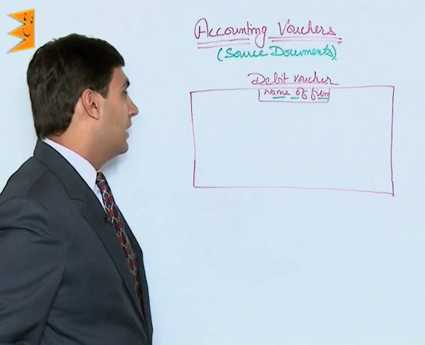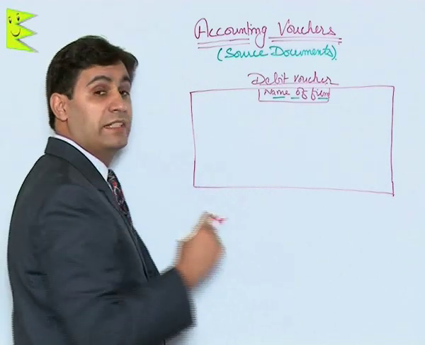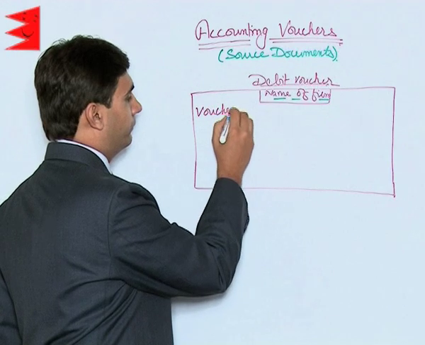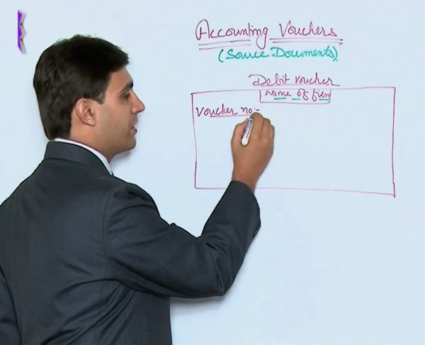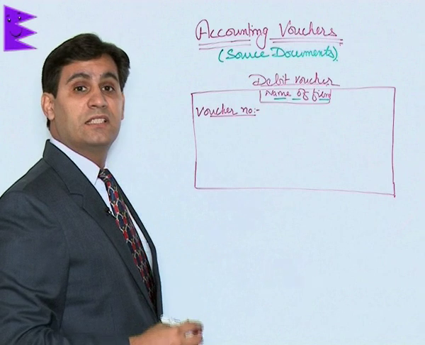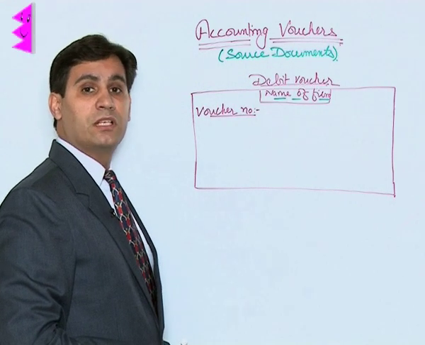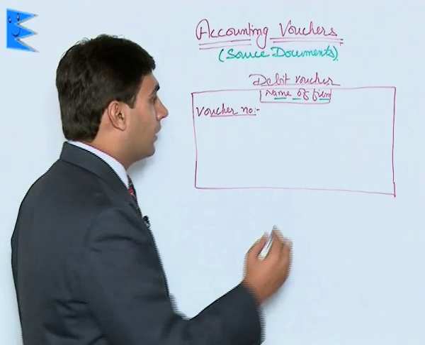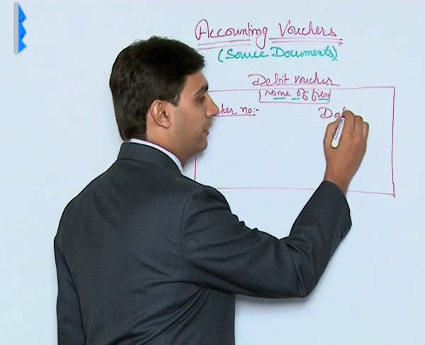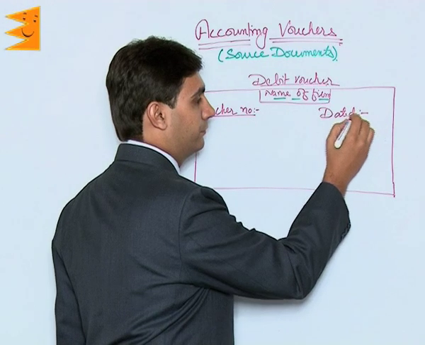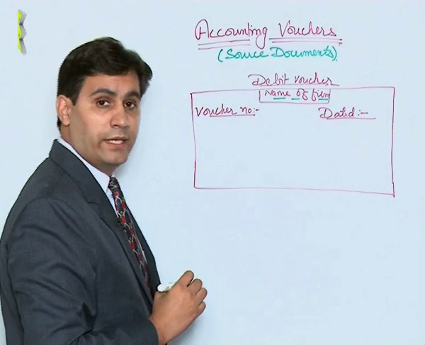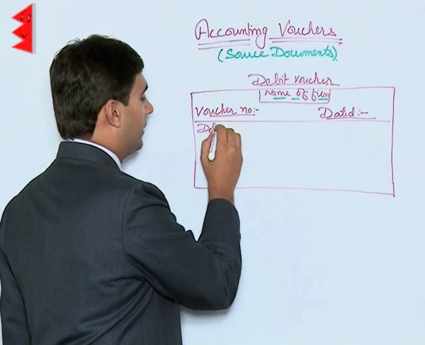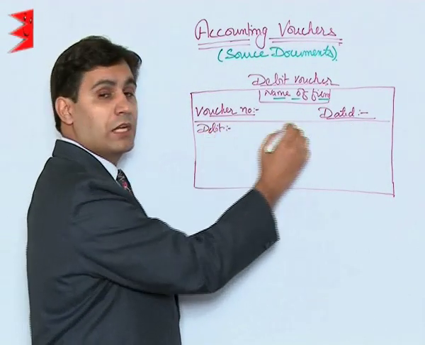Then the second important part is it must have a distinct voucher number, and this number should be carried on in a chronological manner. The first voucher, the second voucher, third voucher, and so on. It must be duly dated. Then it must have details of the accounts to be debited. Which account to be debited?